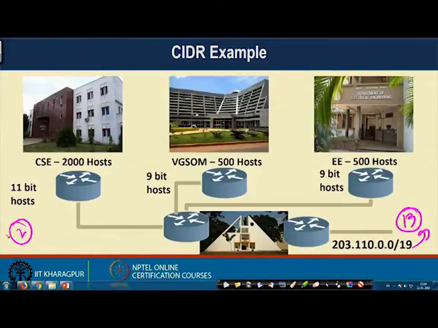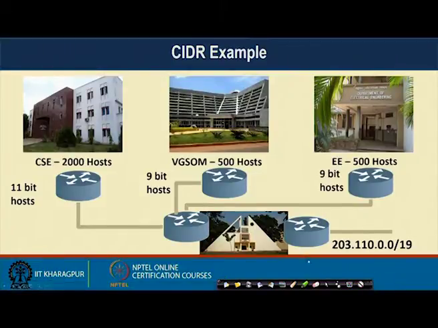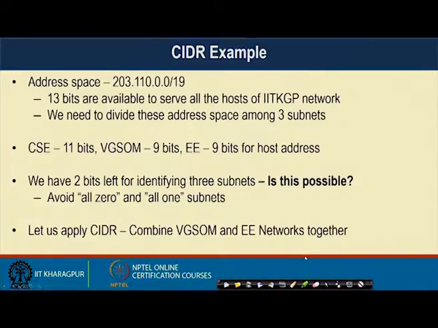So, here we apply the concept of supernetting. So, let us see how we apply the concept of supernetting here. Our address space was 203.110.0.0/19. So, we have 13 bits which are available to serve all the hosts of the IIT KGP network, and we need to divide this address space among 3 subnets. And what we have seen is that CSC requires 11 bits, VG-SOM requires 9 bits, and E requires 9 bits for their host address. So, we have only 2 bits left for identifying the 3 subnets. So, again to avoid all zeros and all ones subnets, this is not possible.